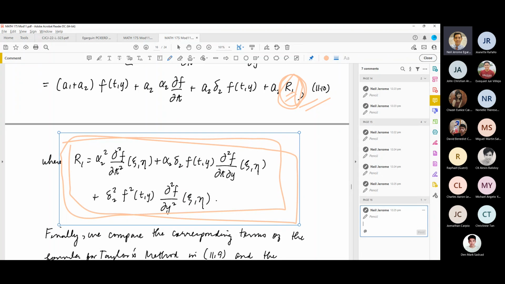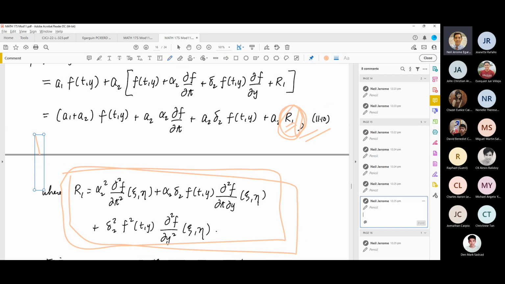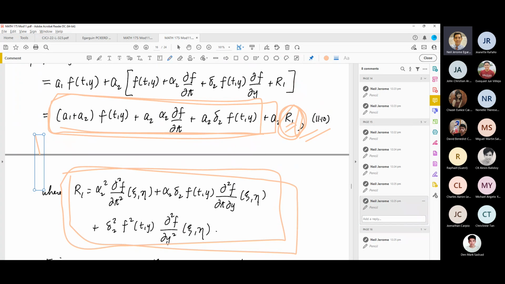approximation dun sa right-hand side ng Taylor's expansion, because if we will be successful to equate 11.10, kung etong first three terms ng equation 11.10 ay magagawa kong equal dun sa right-hand side ng Taylor's formula, then we're good because the error, which is A2 times R1, will be an order 2 approximation ng right-hand side ng Taylor. So our goal now is compare itong first three term na ibinox ko rito to the right-hand side of Taylor's formula of order 2.